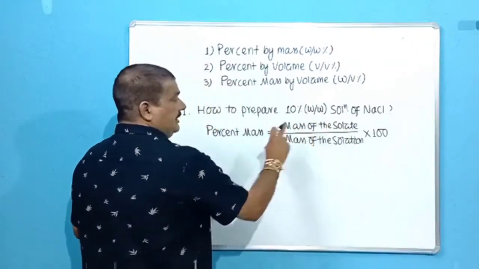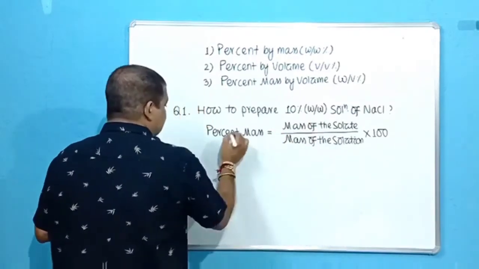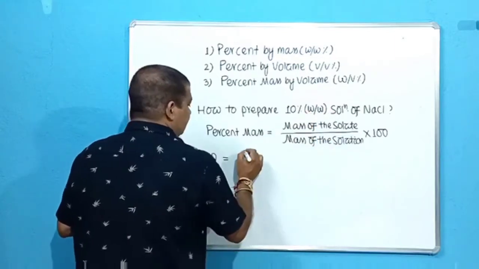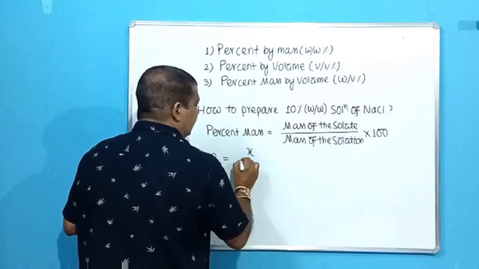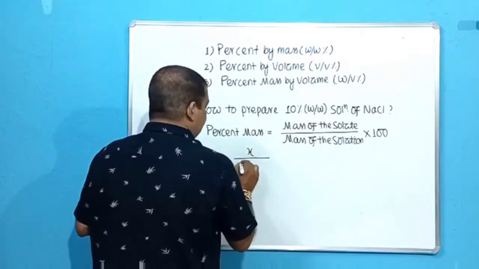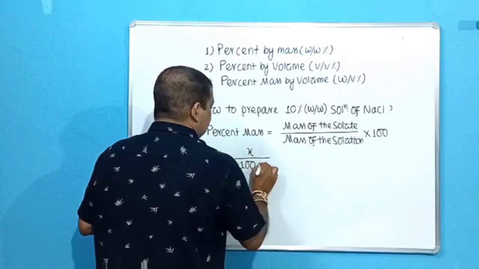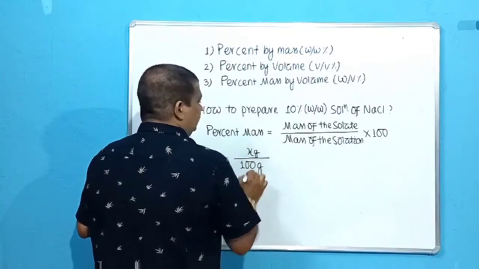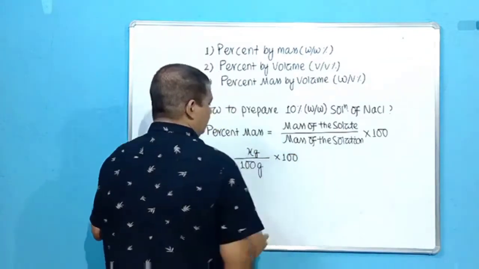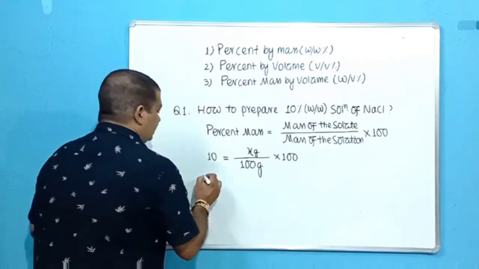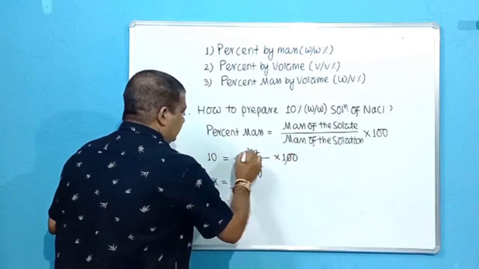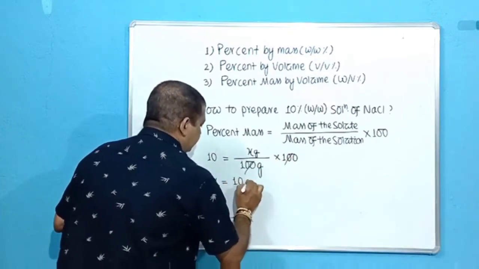Now let us see, the question is, what should be the mass of the solute? Let us take it as x. So percent mass, what is given? Now 10 is given. 10 is equal to mass of the solute, let it be x gram, mass of the solution, let it be 100 gram. Let mass of the solute be x gram into 100. So what will be the x? 100 cancel out. x is equal to 10 gram.